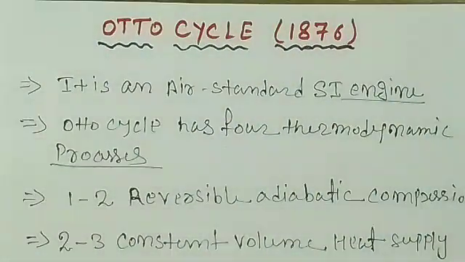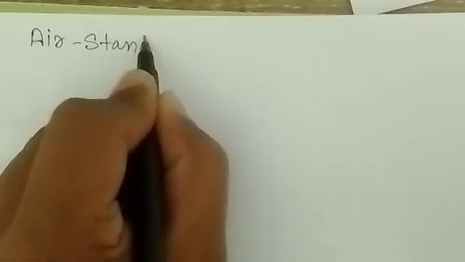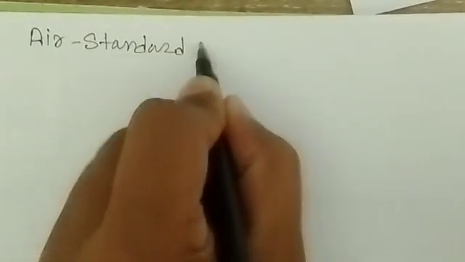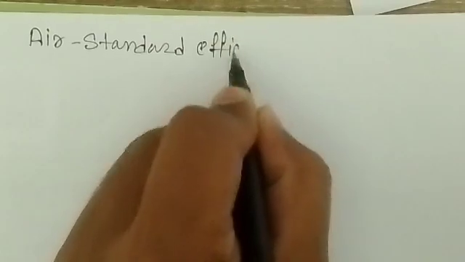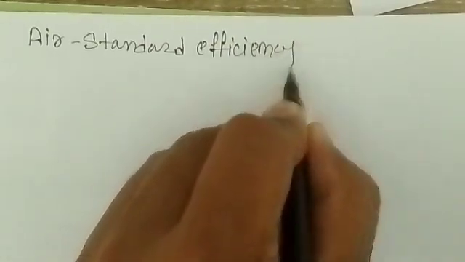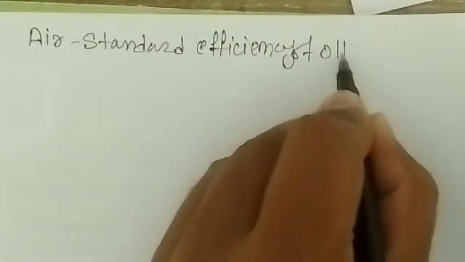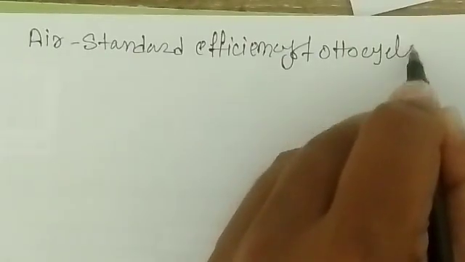So let's do that also. Okay, so first of all you can write a subheading, that is air standard efficiency of Otto cycle, right, of Otto cycle.